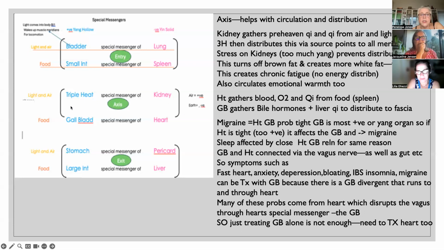Okay, so that's an example within this little group. These are the axes, which are for distribution. Now, the heart gathers blood, oxygen, and qi, which comes from food. It comes from the spleen and the small intestine, and gets sent to the heart and the gallbladder. The gallbladder gathers bile, hormones, and liver qi to distribute to the fascia. So the heart distributes it through the blood to the rest of the body, and the gallbladder distributes it through the fascia. That's just a good thing to understand.